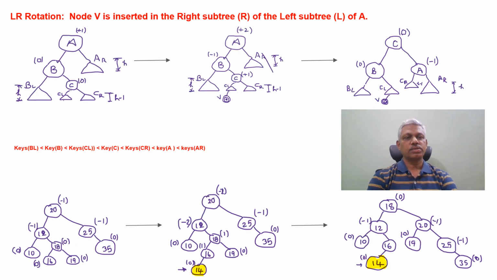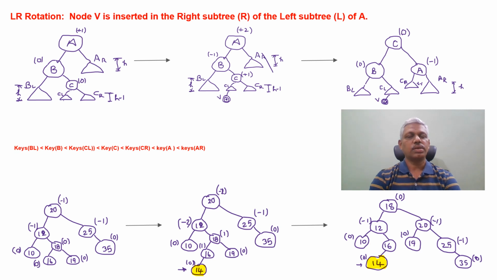Now we look into another scenario, LR rotation, where node V is inserted into the right subtree of the left subtree of A. Again, if you observe, A is a vertex initially having +1. Now we can clearly observe the heights easily. A has balance factor +1, B is the left child of A, and BL is the left subtree of B. AR is the right subtree of A, and C is the right child of B. Now C has left and right subtrees CL and CR.